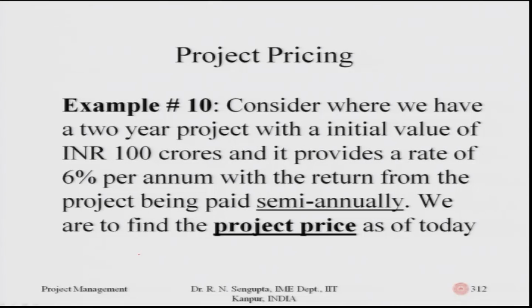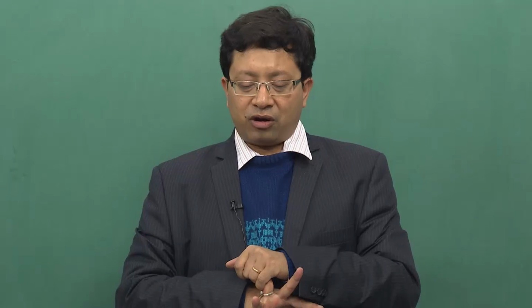So, consider where we have a 2-year project with an initial value of Indian rupees 100 crores and it provides a rate of 6% per annum. Now see here, this 6% per annum, as I mentioned, is calculated on a per annum basis, and in the last slide which we discussed, which is slide number 311, we did mention that interest rate is calculated on a continuously compounded basis, with the return from the project being paid on a semi-annual basis. So, there are 3 important things. Number 1, per annum calculation; number 2, it is a continuously compounded way of calculating; and number 3, the payment happens on a semi-annual basis.